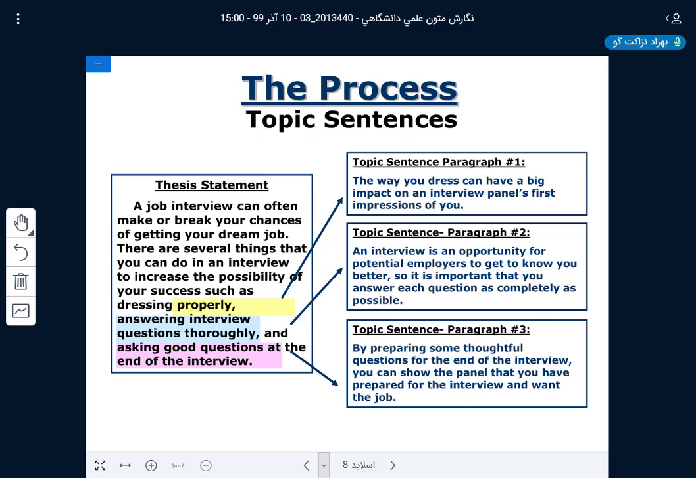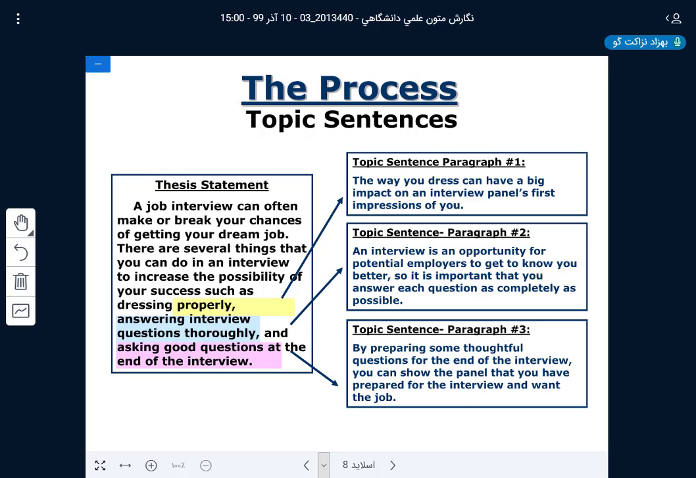One is dressing properly. Dressing properly is the first factor, which has a direct impact on the interview panel's first impression. Okay, the interview panel's first impression can be based on your appearance. So dressing properly is a very important issue. The second point is answering the interview questions thoroughly. So you should answer every question completely, okay? Because you have this opportunity for a job, and you should answer everything. You should get to know your job actually better. So it is important that you answer each question as completely as possible.